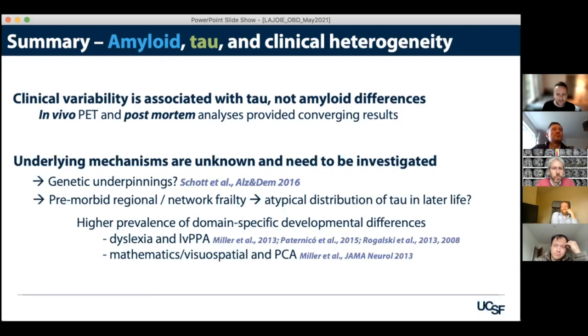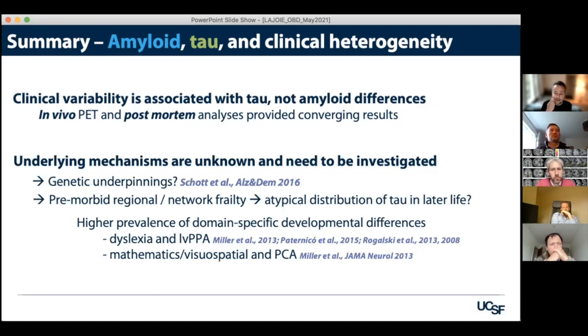We don't know if it might be related to some genetic differences that explain differential regional vulnerability to tau. There's also very interesting literature showing a higher prevalence of early developmental differences in patients who would end up developing these atypical variants of Alzheimer's disease. And there's data from our center and others across different centers, actually, showing that patients who develop this language predominant phenotype of Alzheimer's disease tend to have a higher prevalence of dyslexia in younger age.